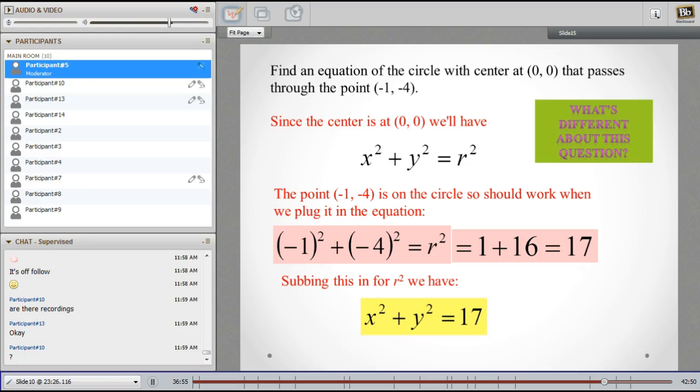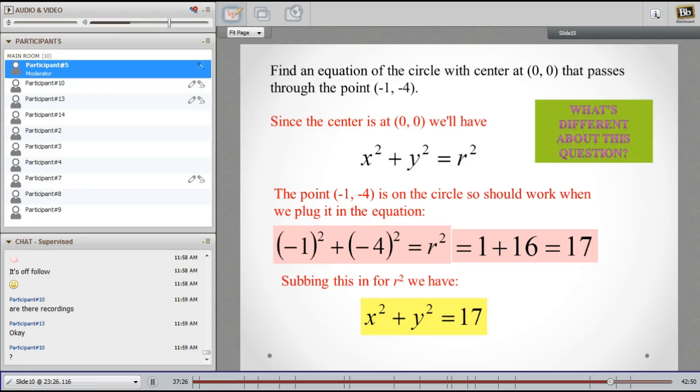All right, so here is a little bit different. Now we don't have the radius. We have the center point, and we know that it passes through the point -1, -4. But what we're going to have to do is find the radius. And really what this is doing, which really should have been on the board, let me write this out a little bit more.